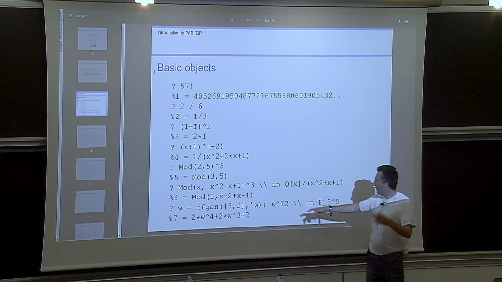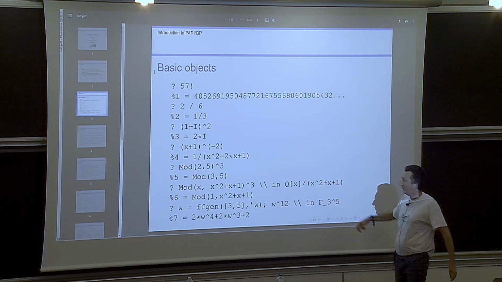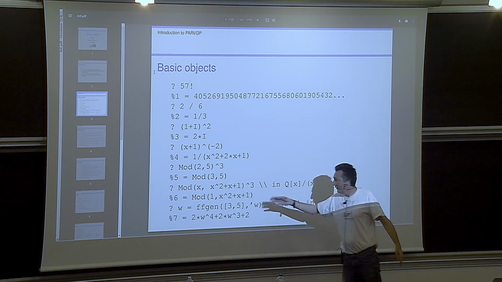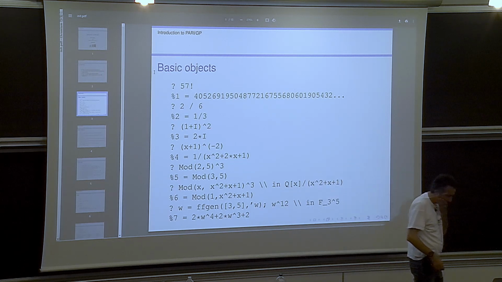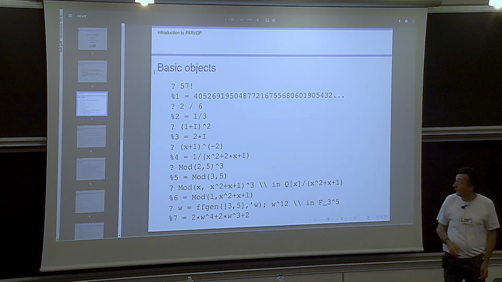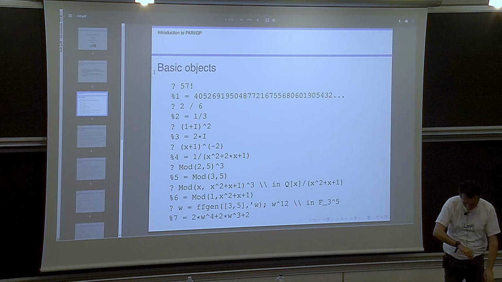And so you can compute this 12 power in the field of 3 power 5, and you get this in terms of the generator. Okay. So this is for an exact element.